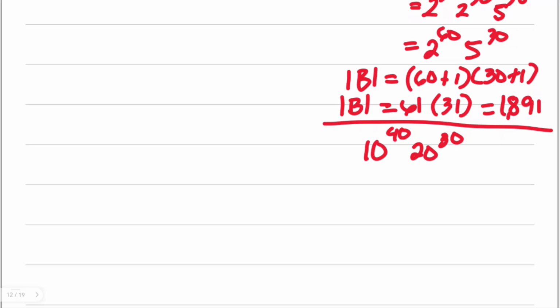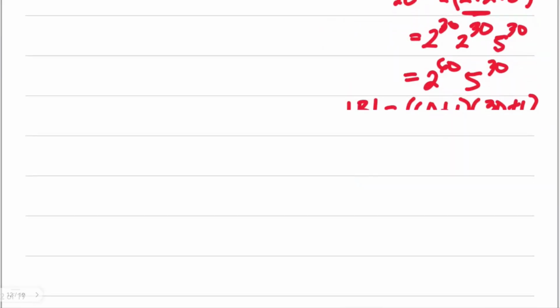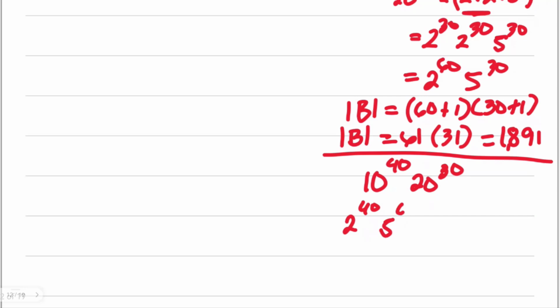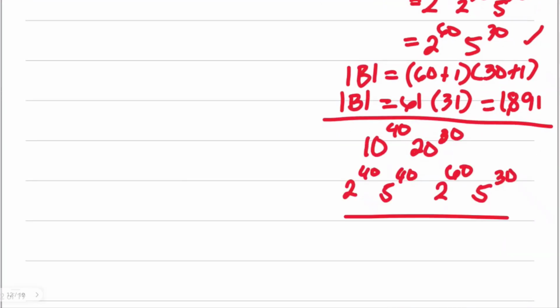Of course, if you're going to multiply them, we know that 10 to the power of 40 is 2 to the power of 40, 5 to the power of 40. And this time you also have 2 to the power of 60. And 20, that's 20. Yeah. Sorry. My bad. It's actually 5 to the power of 30. Okay? So how about we know the total for this, or the intersection of both?